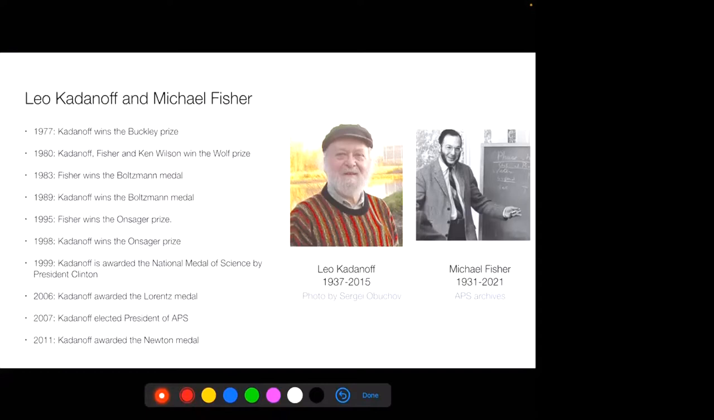As you can see from the list on the left, they won a lot of prizes. The Boltzmann Medal, the Buckley Prize, the Onsager Prize, the Lorentz Medal. Kadanoff won the Newton Medal from the British Institute of Physics. Kadanoff served as the president of the American Physical Society. He also won the National Medal of Science from President Clinton. So these are guys who did everything but win the Nobel Prize, okay? And I'm going to explain their work in the next few slides, and I'll talk about who did and perhaps why, okay?